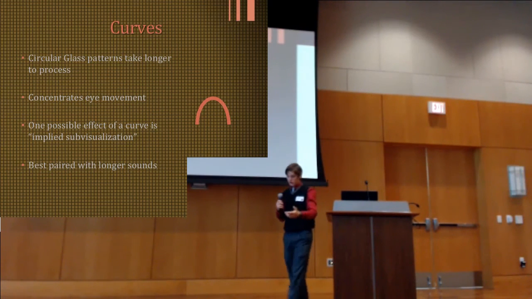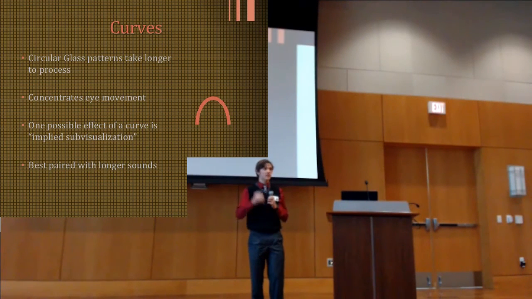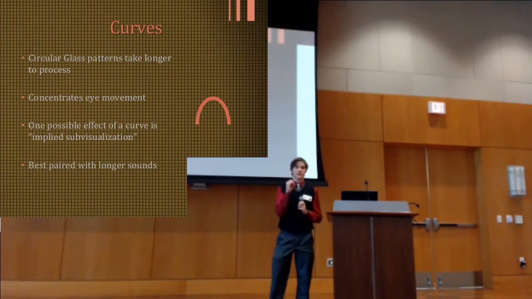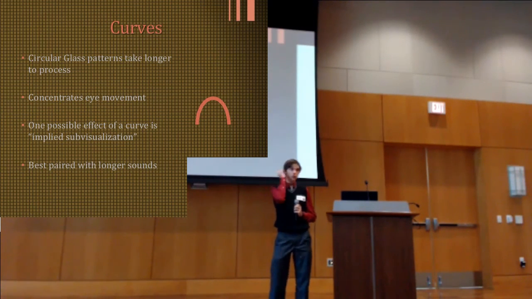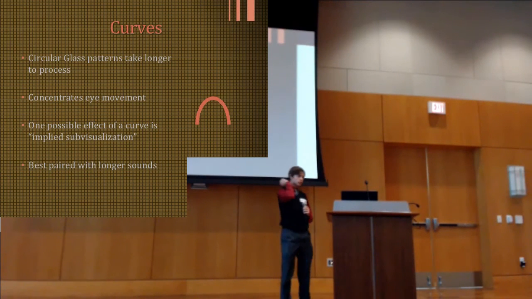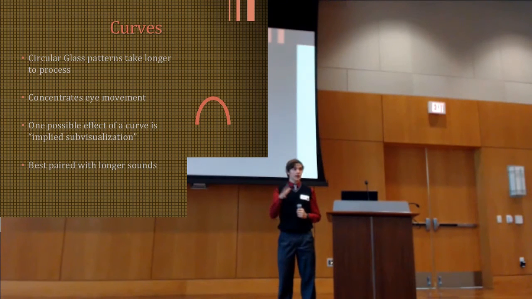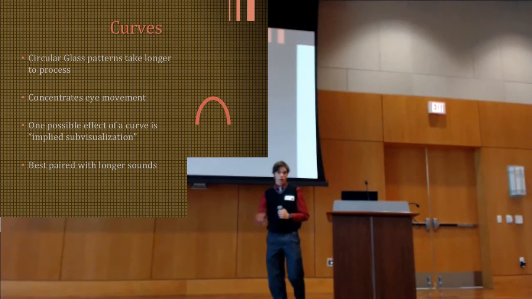So in contrast to straight lines, curves are best used with longer sounds because of that concentration effect. You spend three to four times longer in your mind sub-vocalizing that particular sound, syllable, phoneme, whatever it is. And thus, if you have a longer syllable, you might want to play on that so that you are sub-vocalizing that syllable for longer just naturally.